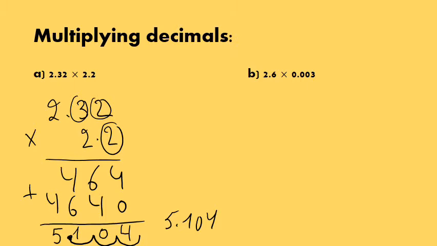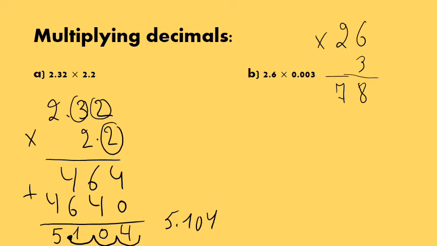So now let's move to multiplying 2.6 times 0.003. So as if we are multiplying 26 times 3. The answer would be 3 times 6 equals 18. 3 times 2 equals 6. 6 plus 1, 7.